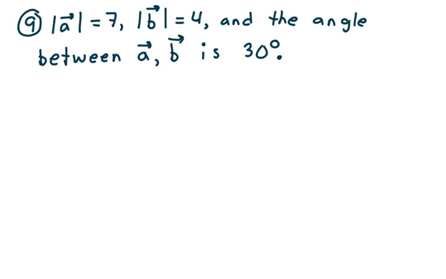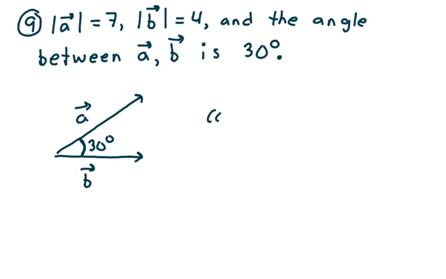Now, let's see if we can draw a picture of this. So suppose this is my vector A, and suppose this is my vector B, okay? The angle between these two vectors is 30 degrees. Now we have a handy formula, and don't forget, we're looking for the dot product of A and B.